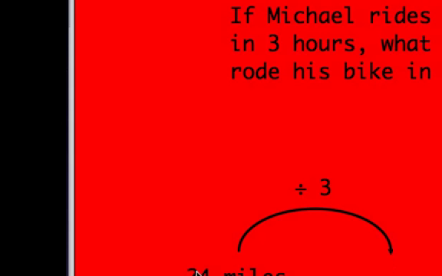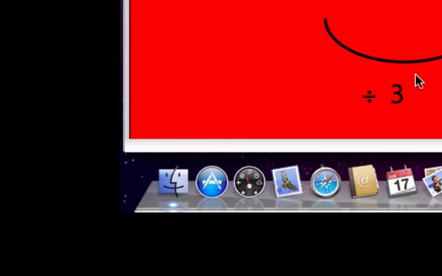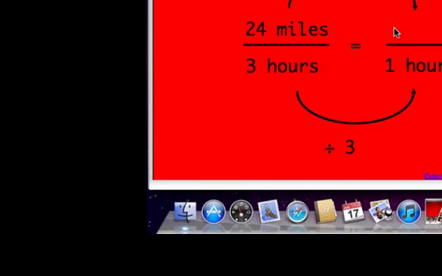Now down here you're going to see we have 24 miles in 3 hours. So to get this to a rate of 1 hour, we would just divide the 3 hours by 3, as you see here. And then 24 miles divided by 3 is going to give us 8 miles.